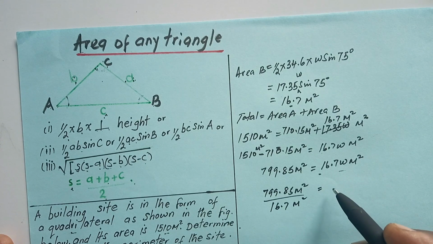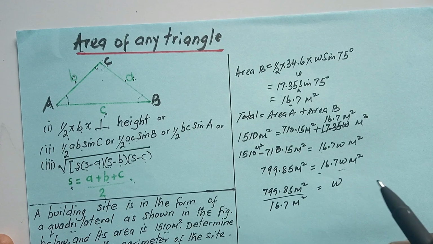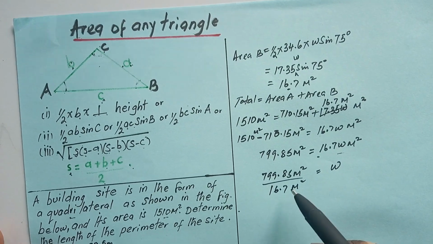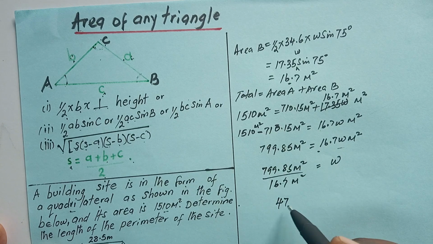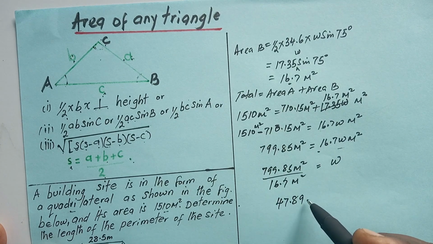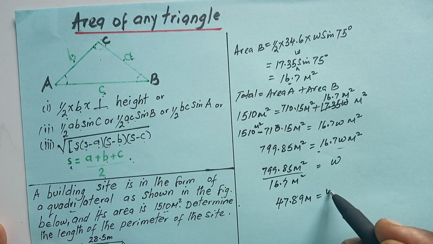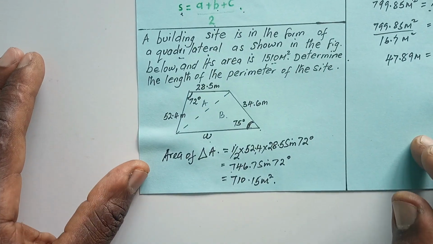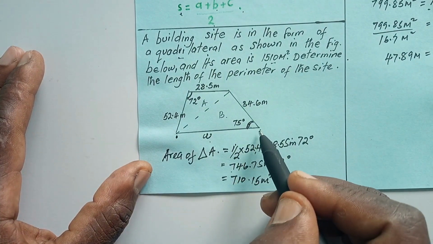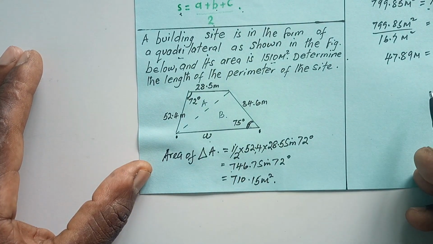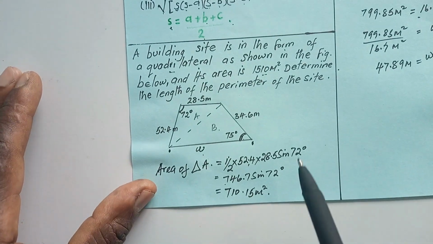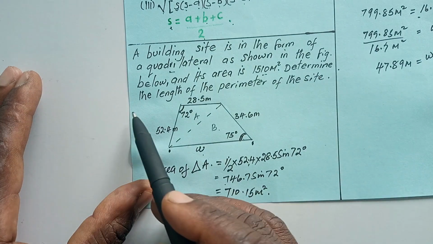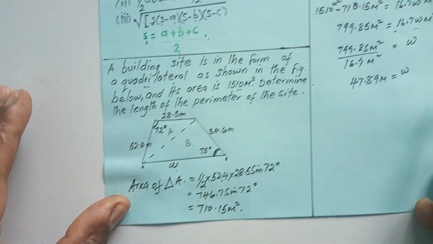Divided by 16.7 is equal to W. So we get 47.89. So 47.89 meters is equal to W. So our length from this point to that point is 47.89. And then we are told to determine the length of the perimeter of the site.